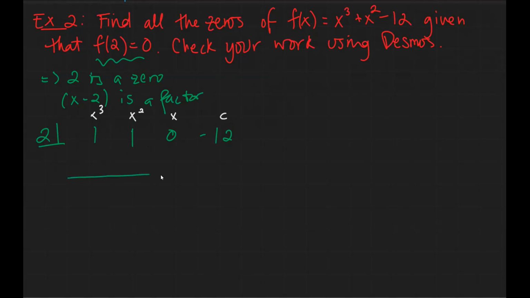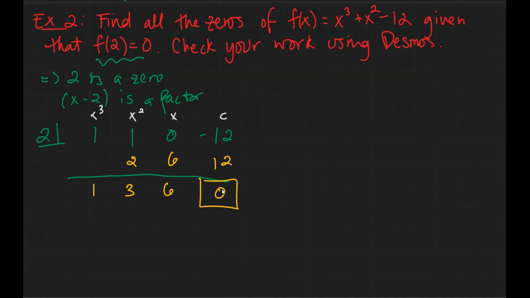Nice horizontal line. Sorry, I had a brain fart. First thing we need to do is bring down the 1, the very first coefficient. 2 times 1 is 2, 1 plus 2 is 3. 2 times 3 is 6, 0 plus 6 is 6. 2 times 6 is 12, negative 12 plus 12 is 0.